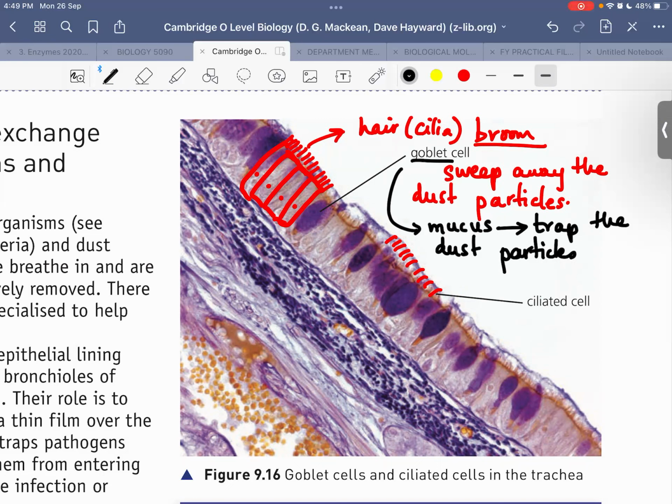The goblet cells will make the mucus. The mucus will trap the dust particles. Once they are trapped, now the ciliated epithelial cells, the cilia on top of them, are going to sweep these dust particles, and they will sweep them in the upward direction. How? I will just draw a diagram to show you. Let's say if this is your trachea.